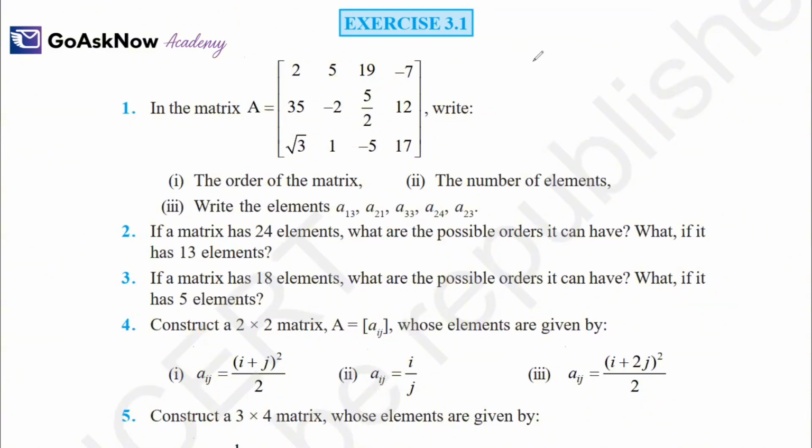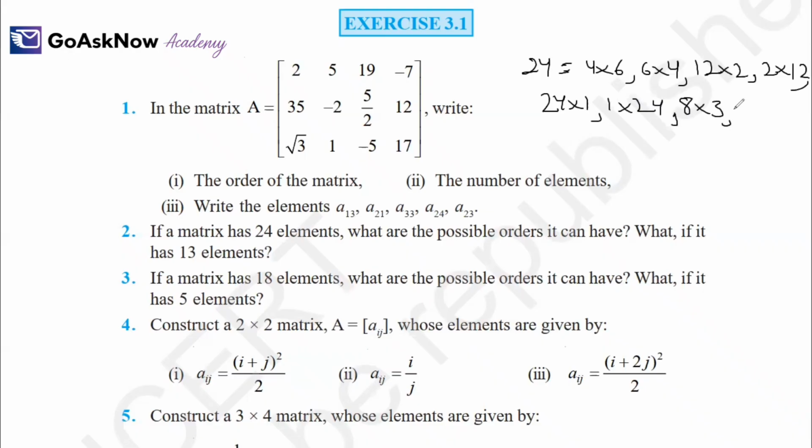Just split 24 into natural number factors. It can be found as 4 into 6, 6 into 4, 12 into 2, and 2 into 12. These are some possible orders of the matrix because it has 24 elements overall. And what can be other orders? 24 into 1, 1 into 24, and 8 into 3, 3 into 8.